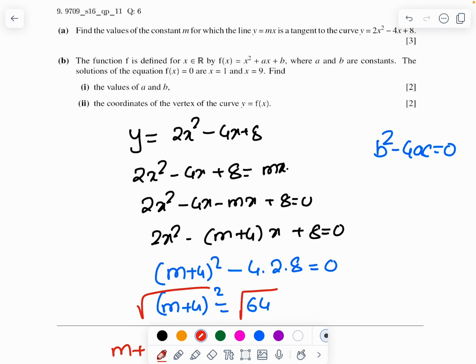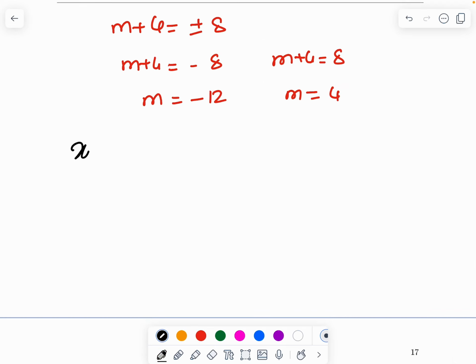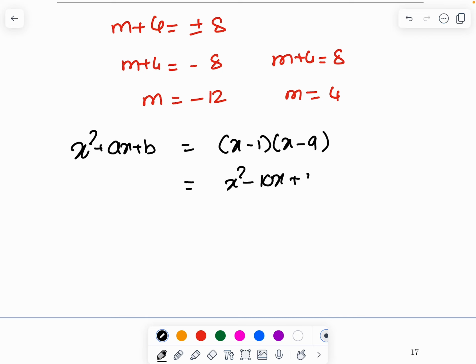The function f is defined for x belongs to R, x square plus ax plus b, where a and b are constants. The solutions of the equation f of x equals 0 are x equals 1 and x equals 9. Find the values of a and b and the coordinates of the vertex. So x square plus ax plus b has the roots 1 and 9. So, is it x minus 1 times x minus 9? So, when I expand it out, I'll get x square minus 10x plus 9.